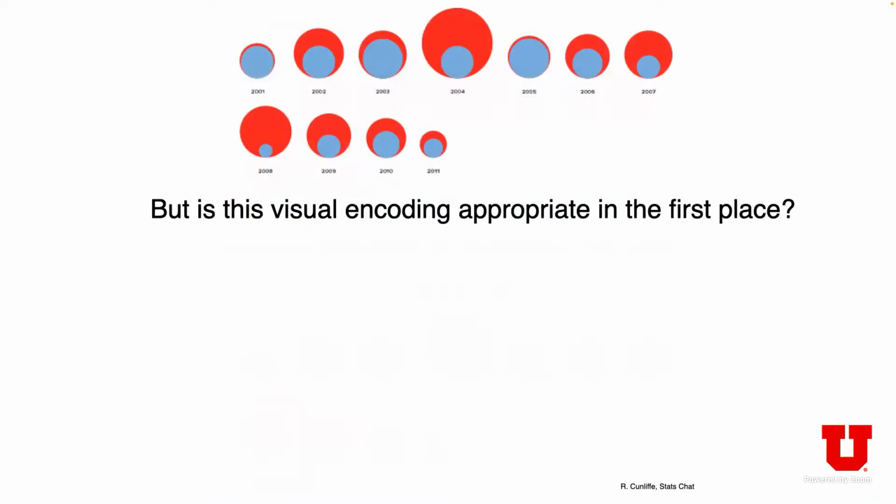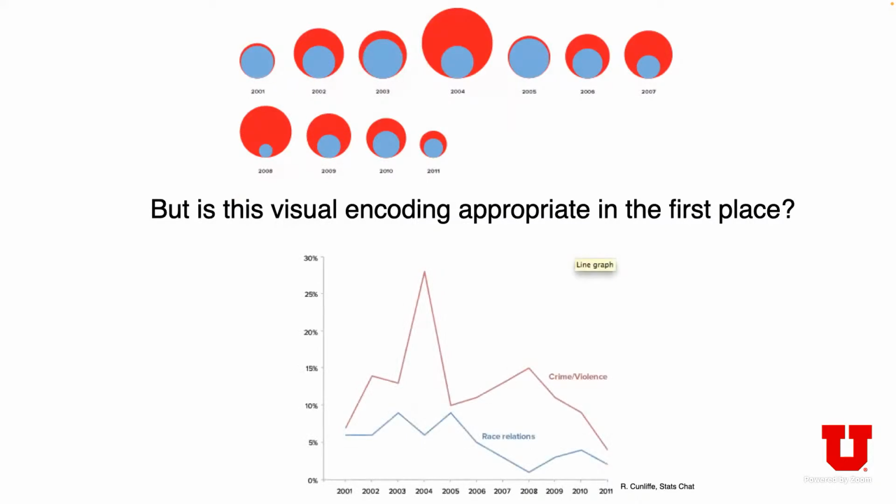because if you are showing people's attitudes towards two different issues over time, why not just use a line chart? Here we can clearly separate them. It's not apparent for some reason that race relations is a subset of crime and violence. There are two distinct things.